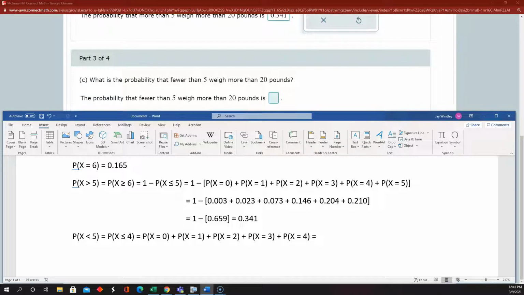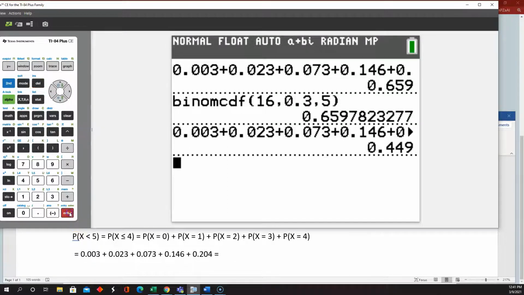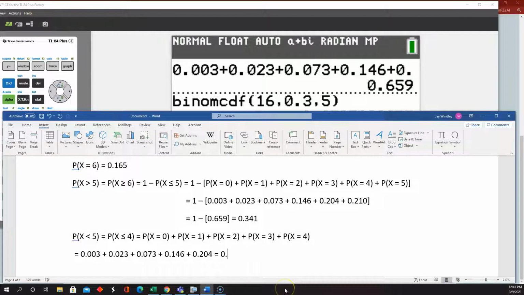So probability that x equals 0, well, I've got a bunch of them right here. This is the 0 and the 1 and the 2 and the 3 and the 4, and that's all I need. So if I add those together, that'll give me my answer. So that's the same sum that I just got done doing up here, except I don't have the 0.210 at the end. So the sum of all those probabilities is 0.449.